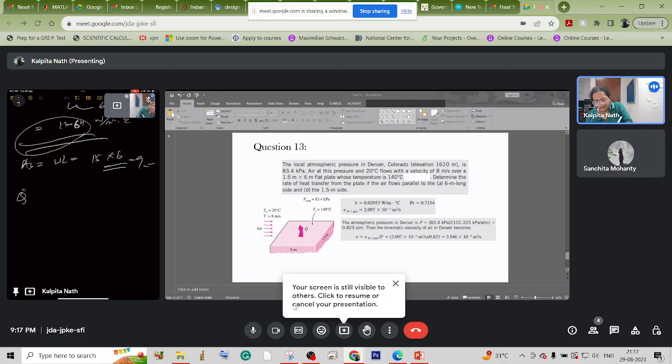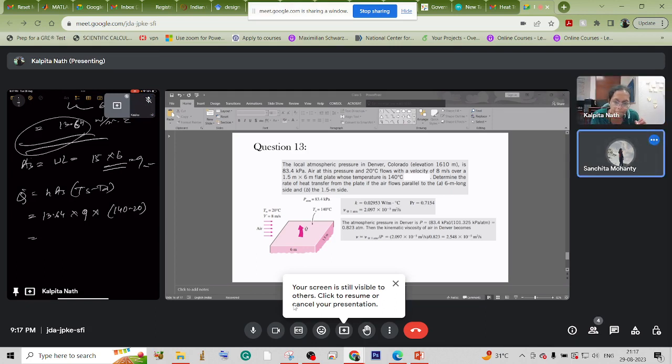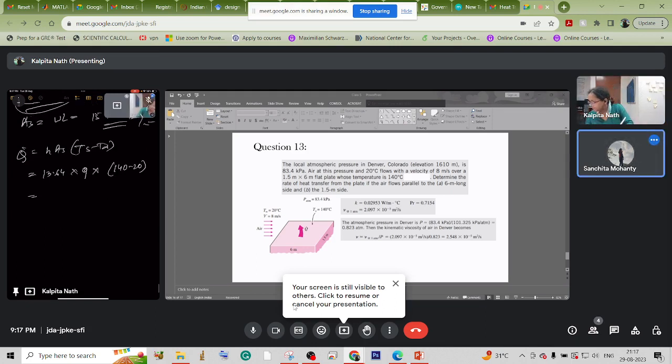Okay, then heat transfer rate will be hAs times (Ts minus T infinity). So h is 13.64 into surface area 9 into temperature 140 minus 20. Correct? Yes, ma'am. Okay. Then this will come out to be 1.43 into 10 to the power 4 watt. That is, you are almost close, just the Reynolds number you have to check. Yes.